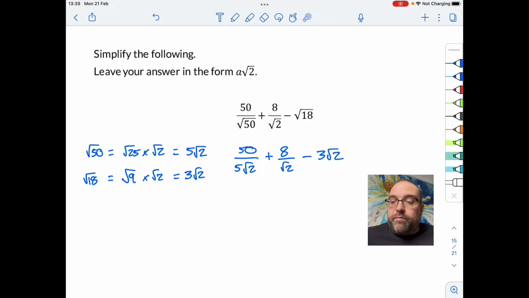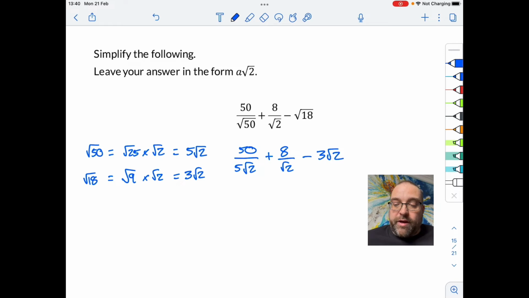Okay, so we've pretty much addressed the first part of the question where we have to give the answer in the form a root 2. That just means that a would be a number and then the surd part is root 2. So we've got all the surds in the form root 2. So now we need to rationalise the denominator.